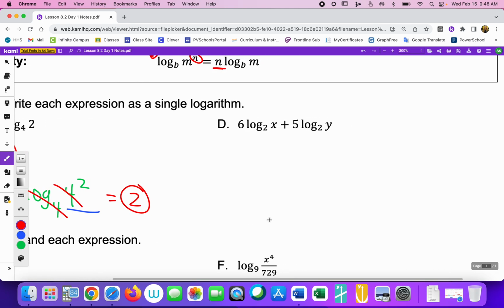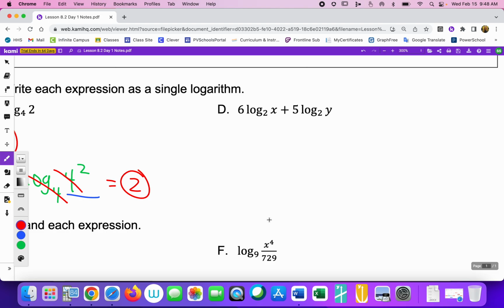Okay. Now this one has two properties. The addition side would be the multiplication. What's the other one that's occurring? The power property. There's a 6 in front of this one, there's a 5 in front of this one. Move those first. Those are going to become the exponents, so that's the power property. The 6 will be attached to the x, the 5 will be attached to the y. So they're just being put back. Do that first before you combine them into one log. So that'd be log base 2 of x to the 6th plus log base 2 of y to the 5th.